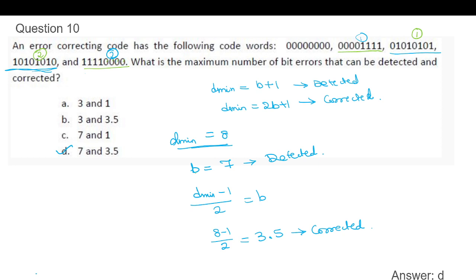So what is b here? d min minus 1 is b, which is 7. That many bits we can detect. The error in 7 bits we can detect if we use these codes. And d min is equal to 2b plus 1, so b will be d min minus 1 by 2. So we can correct 3.5 bits of error. Is it clear now?